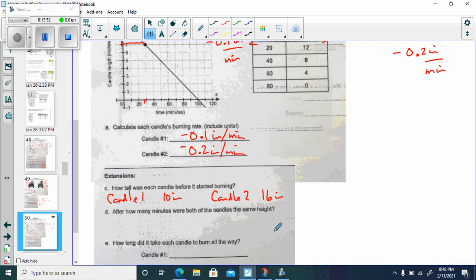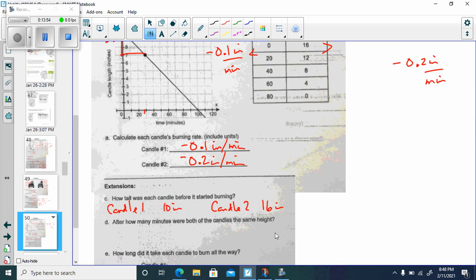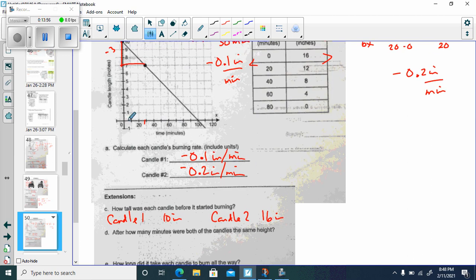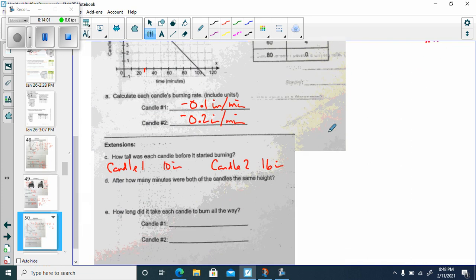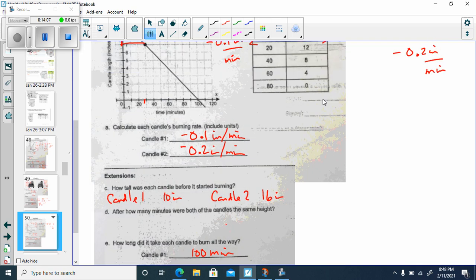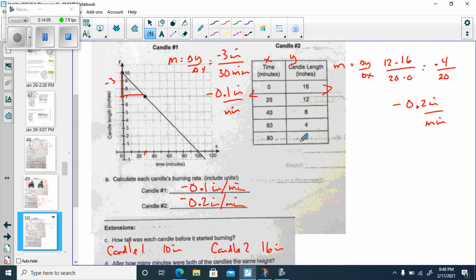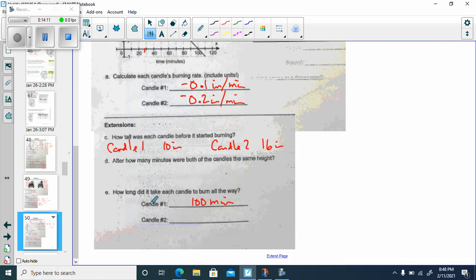How long did it take for each candle to burn all the way? Well, at time 100 minutes, there's 0 inches left on candle 1. So that would be 100 minutes. When is this other candle at 0 inches? At time 80 minutes. Okay, you can read that directly off the graph, right?